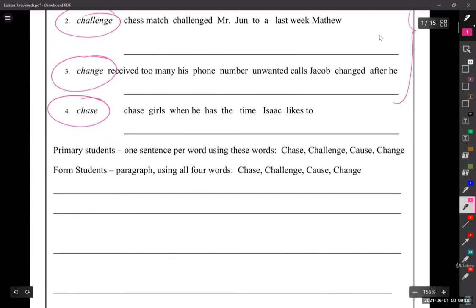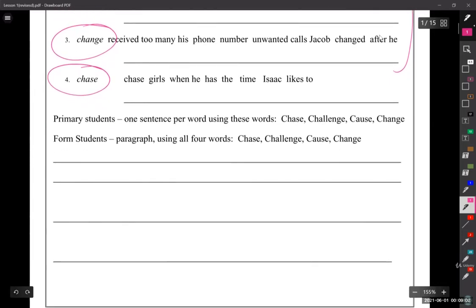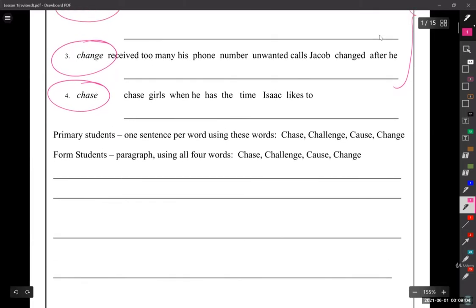And then after that, we have at the bottom over here, sentence making. So now we have different sections. We have one for primary and we have one for form students. Form students means secondary students. So for primary students, we try to keep it easy. So they only need to write one sentence per word.